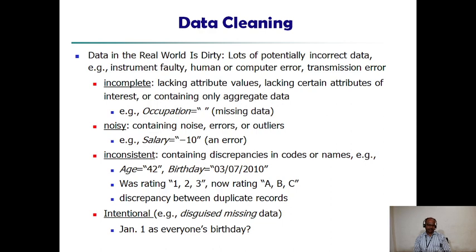Next, intentionally, we may insert some false or wrong data. For example, in the birthday field, we simply entered January 1st for every record in the database. This is intentionally creating mistakes. So before processing the data, we need to do pre-processing steps. In the data cleaning step, we have to clean all these kinds of data: incomplete data, noisy data, inconsistent and intentional data.